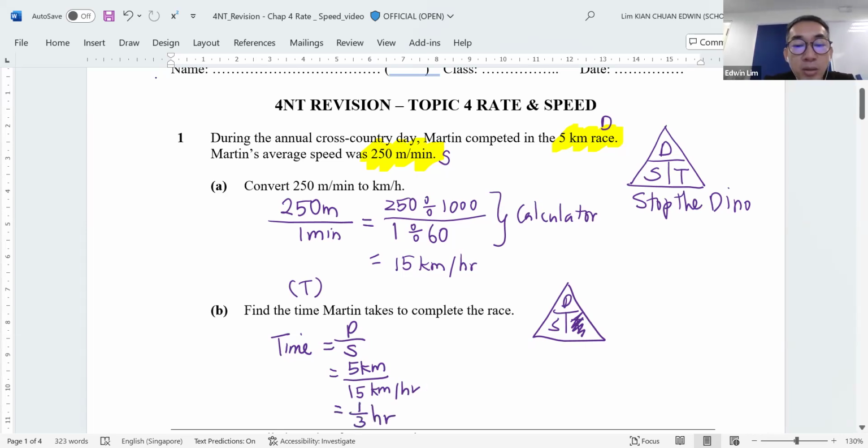Sometimes the question will want you to convert the hour to minutes. So just in case this happens, 1/3 times 60 minutes, because 60 minutes is equal to an hour, which is equal to 20 minutes. So this is the solution to question number 1.